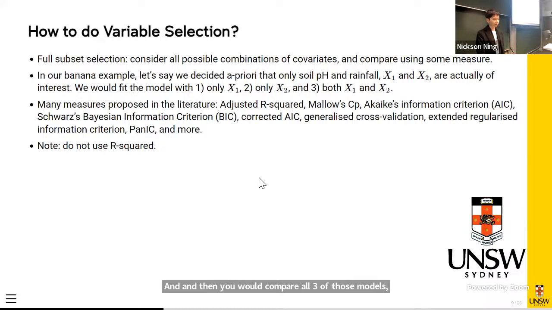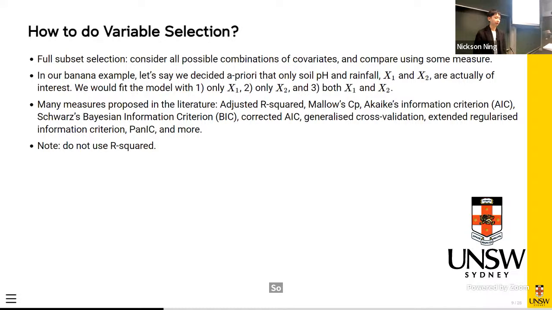There are many measures proposed in the literature. I've listed some of those there. Here I just want to make a note that R² is not a measure you can use to do model selection in this way, because it will always just end up choosing the largest full model.